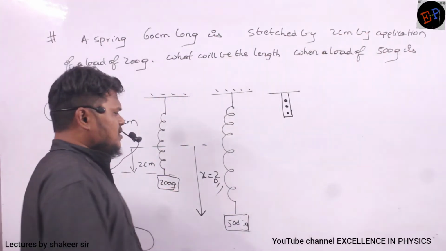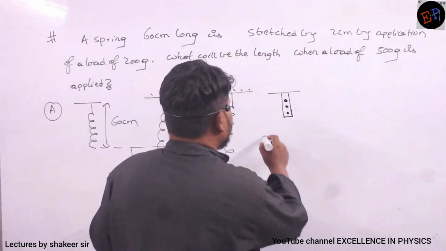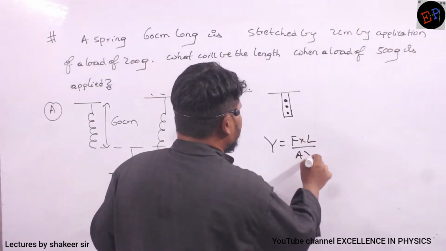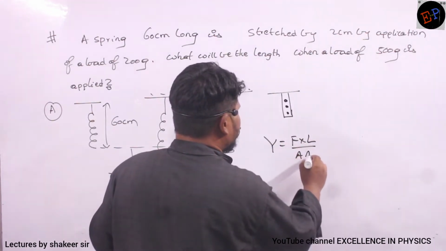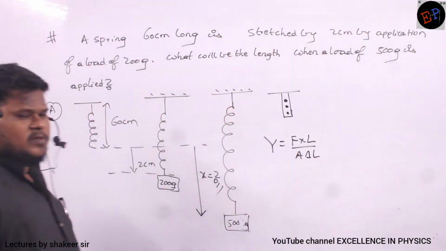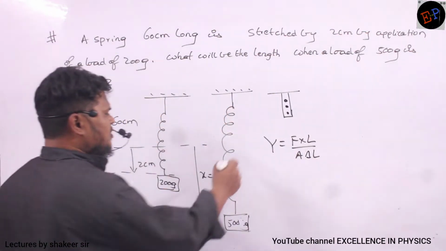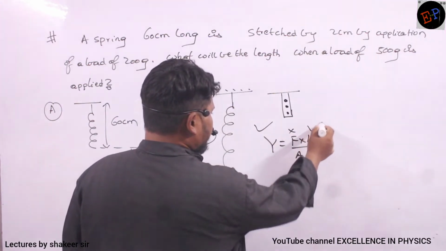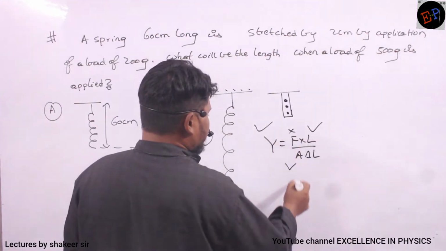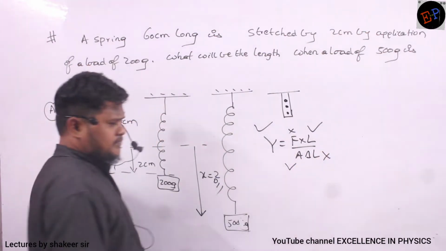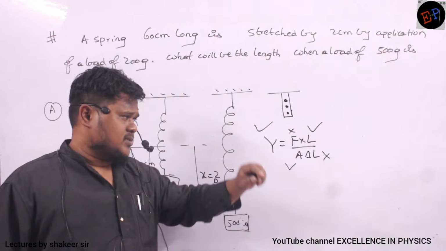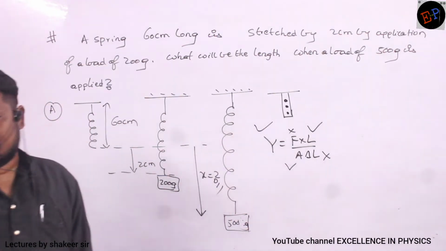Same spring. So therefore if you take the Young's modulus of this spring, Y is equal to F into L by A into delta L. This is the formula of Young's modulus. Same spring, so Young's modulus is same. Force applied is not same. Initial length is same. Area of cross section is also same. Elongation is not same. Here, Young's modulus is a constant. L is a constant. Area of cross section also is a constant.